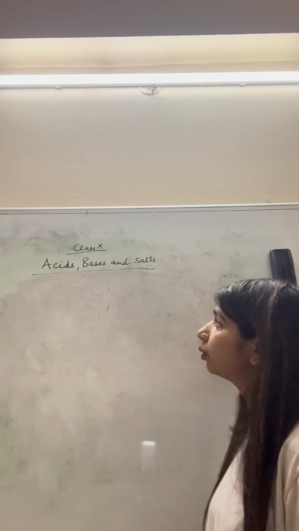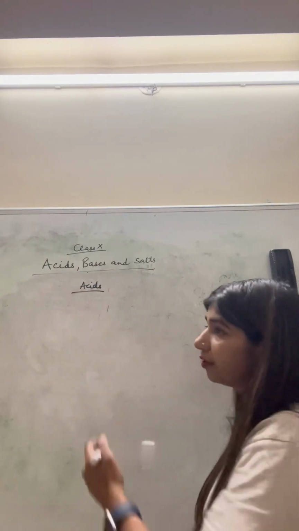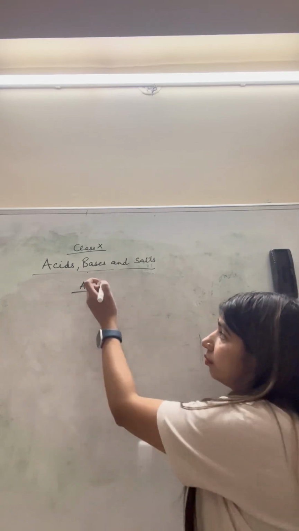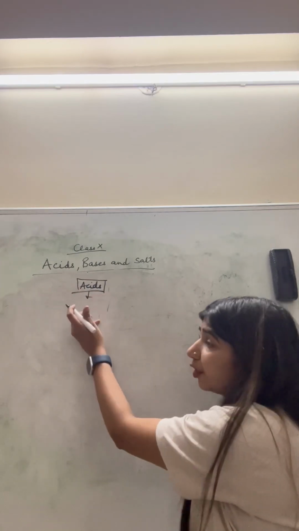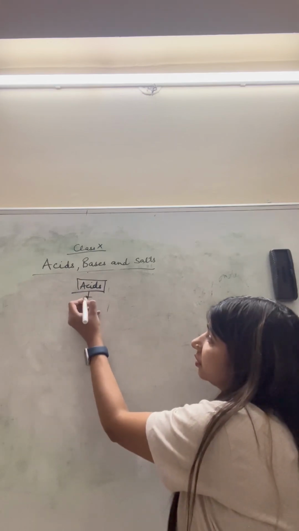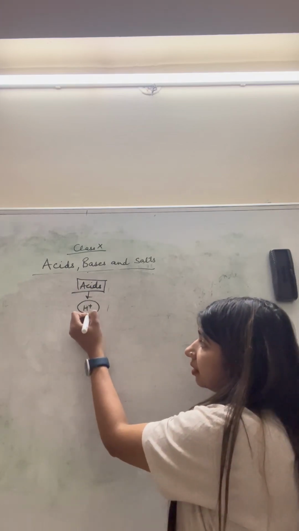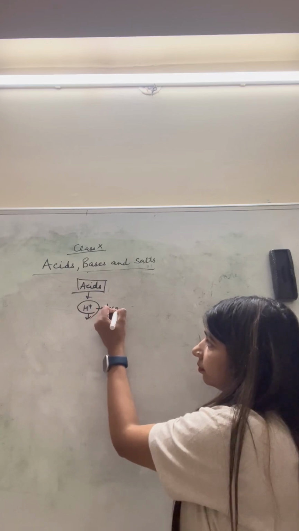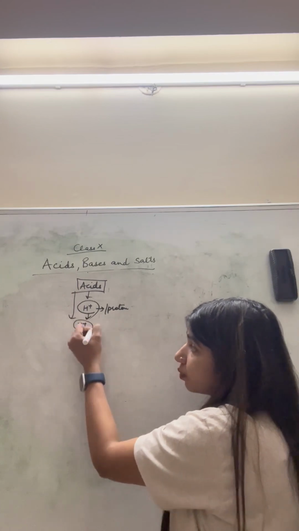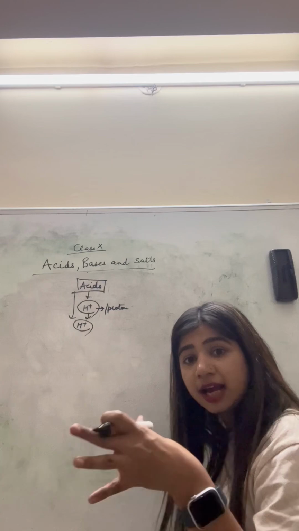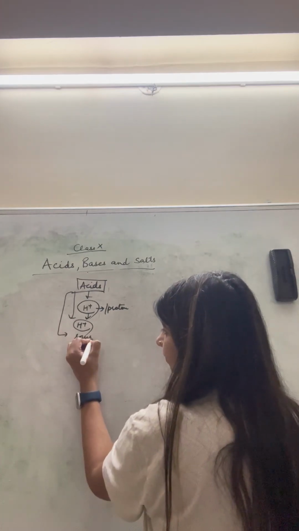So first we are going to learn about what are acids. First let me give a brief about acids, bases and salts. So first discuss about acids. Acids are hydrogen containing substances which are capable of donating this hydrogen ion or a proton to another substance. These acids have hydrogen ion, that's why they are capable of donating this hydrogen ion to another substance. And these acids are sour in taste. Their taste is sour.